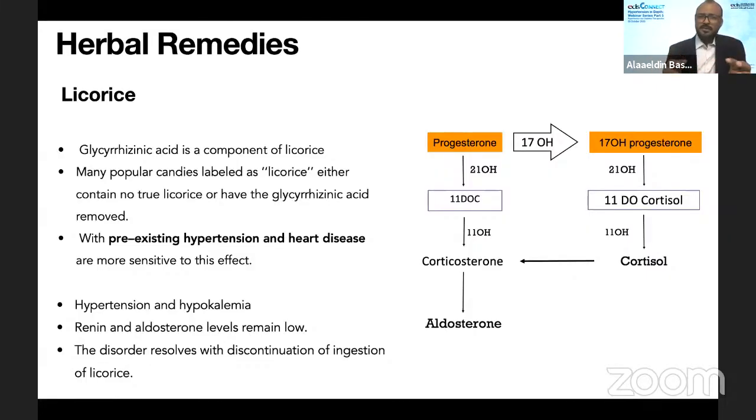Licorice is a component of many of the sweeteners that are used, including gums and this. So what does it do? If you look at the graph, the licorice contains glycyrrhizic acid. The glycyrrhizic acid actually inhibits conversion of cortisol to cortisone. Hence, you will have very high levels of cortisol in the circulation. And the cortisol will bind to the mineralocorticoid receptor and cause increased fluid and sodium retention and cause hypertension. So this is how licorice causes hypertension.